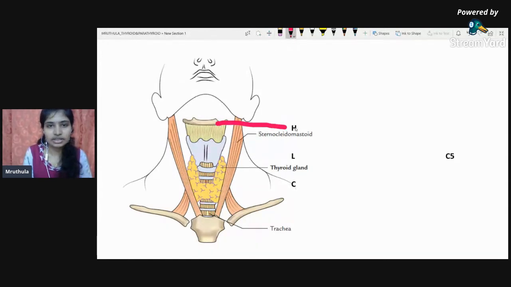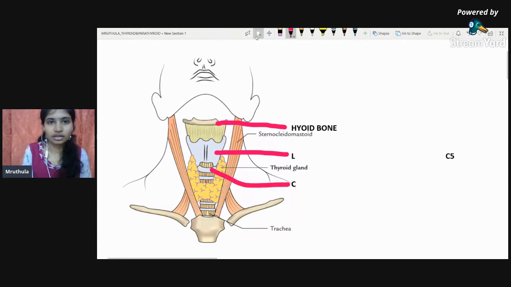What structure is this? The bone is called the hyoid. Okay, this is the hyoid bone. And down below, what you see is called the laryngeal cartilage, right? That is the laryngeal cartilage.